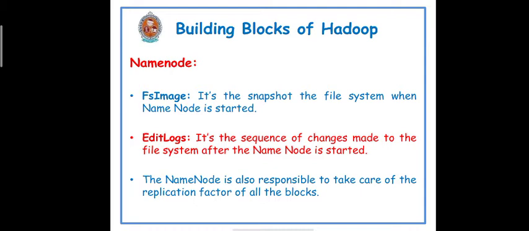Name node regularly receives a heartbeat and a block report from all the data nodes in the cluster to ensure that the data nodes are live. The name node is also responsible to take care of the replication factor of the blocks. In case of a data node failure, the name node chooses new data nodes for new replicas, balances disk usage, and manages the communication traffic to the data nodes.